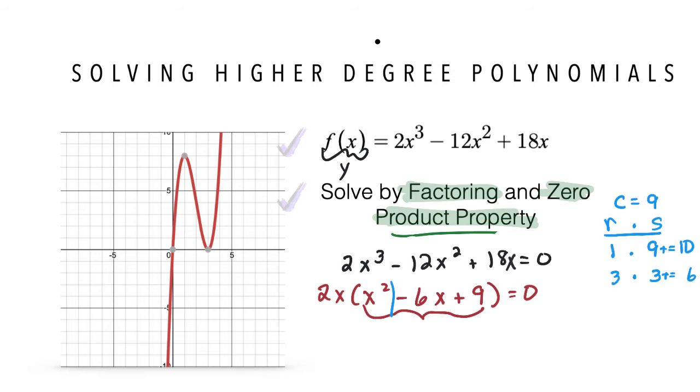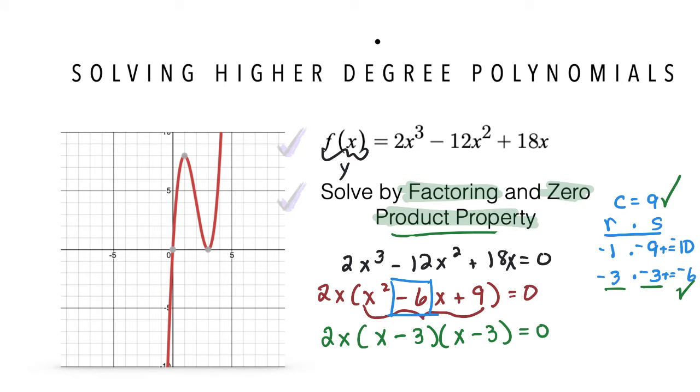Now, I want a negative 6, my b value there. So we're just going to see what happens if they're both negative. They still satisfy both conditions. Negative 3 times negative 3 is still a positive 9, but now they add up to negative 6, and so I know my factorization. 2x times x minus 3 and x minus 3 equals 0.